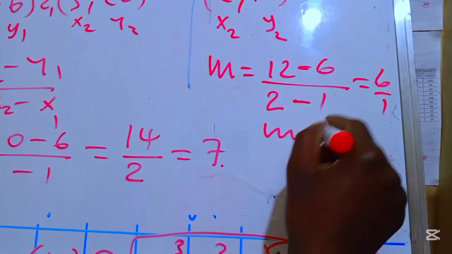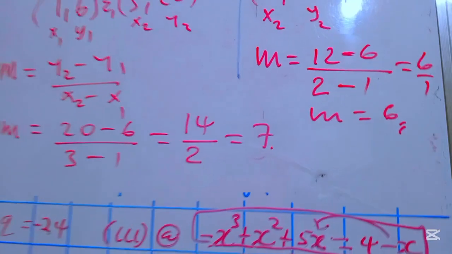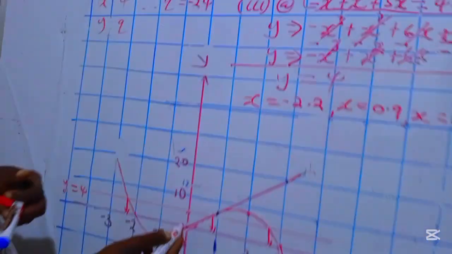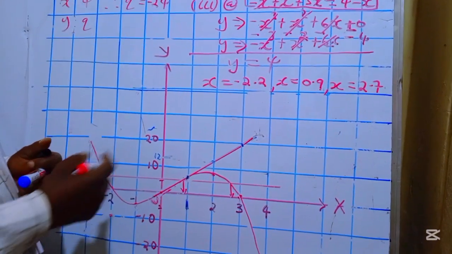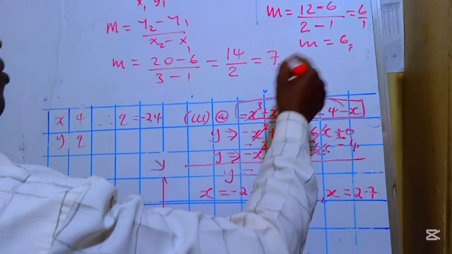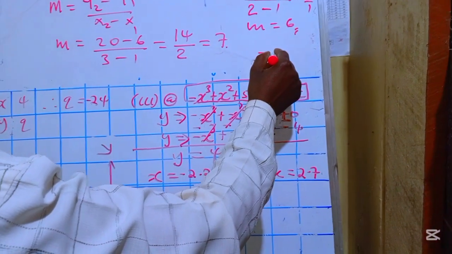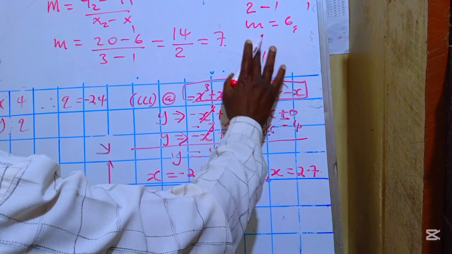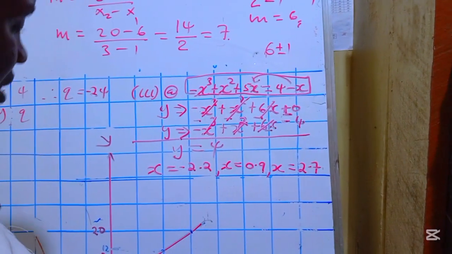So my gradient is equal to 6. Actually, to be specific, this one was slightly off, it's not at 0,0. So you can see that my gradient is there. We are estimating. So even during the marking, you find that they give you plus or minus. They will say, the answer is 6, so it's supposed to be plus or minus 1. So that's how it goes.